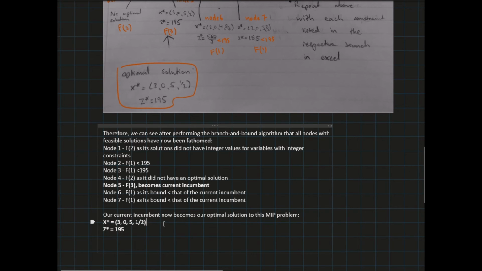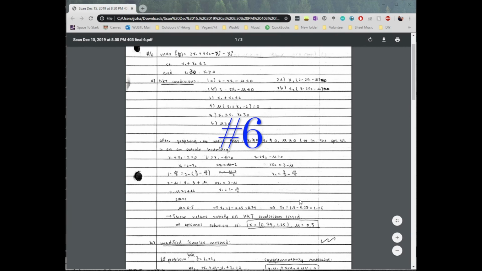And if you look at my lab report, I also provide more explanation right here as to why all of the other nodes are fathomed by each of the fathoming tests. So now we are going to solve for problem number 6. Part A asks us to use the KKT conditions to solve for the problem's optimal solution.